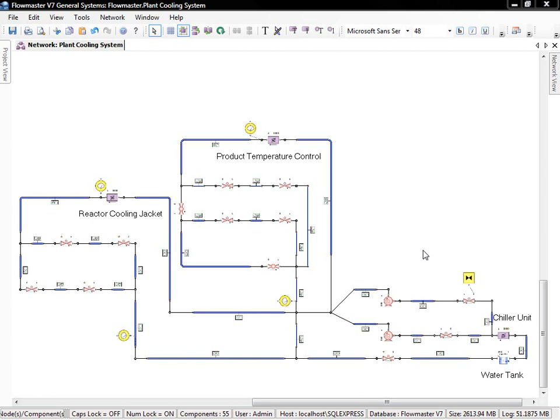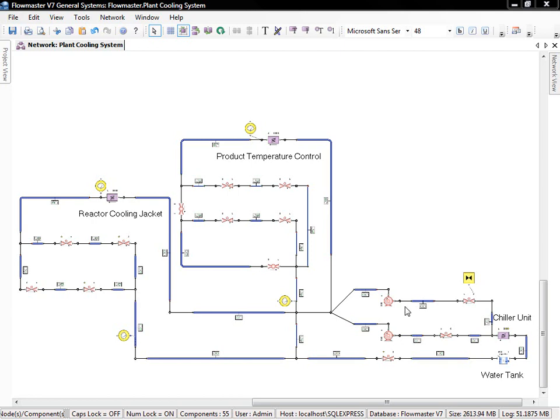Whether analyzing utility streams which are constantly operating, such as preheating of raw materials, or designing standby systems, such as a backup system that provides emergency cooling water to a reactor, you can leverage Flowmaster V7 to help ensure these systems operate as intended. So let's take a look at the system we're going to look at today.